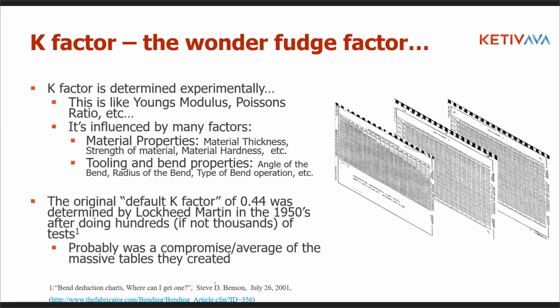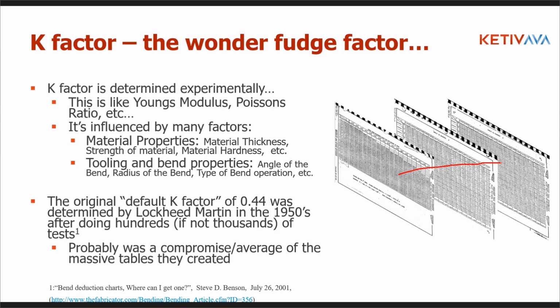Now, a lot of people are familiar with the default K factor, famous 0.44. That was determined by Lockheed Martin back in the 1950s. They did a whole bunch of experiments, and it was actually, I believe, on cold rolled or spring steel. And they generated, as you can see on the right, these are bitmap images of 3 pages of a several 100-page manual of bend tables. Yay. Yes, I actually have the PDF of this somewhere. It's somewhere on a literally a floppy disk somewhere. I'm not even sure I can read it anymore.